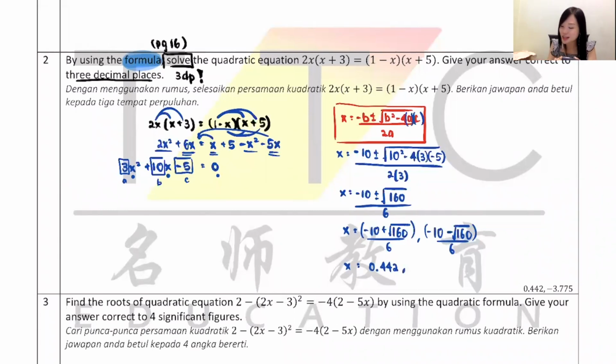That's it. Next one. Negative 10 minus square root 160, divided by 6. The second answer, do you get negative 3.77? Don't tell me 774. 8 is big enough to round up the 4, isn't it? Negative 3.775. Ta-da! Done. So far, so good, everyone.